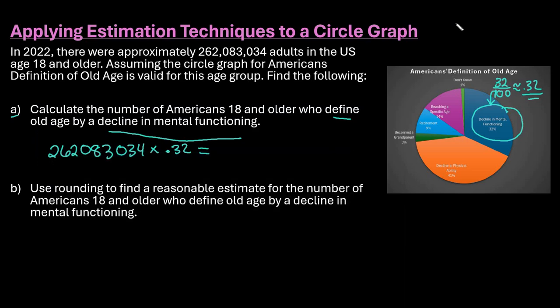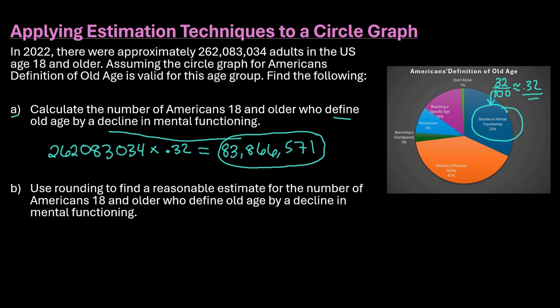Okay, so our answer for that one is approximately 83,866,571. So sometimes you don't have a calculator handy and you want to work with smaller numbers, or you just don't want to type all of this into the calculator. So what we can do is use rounding to find a reasonable estimate.